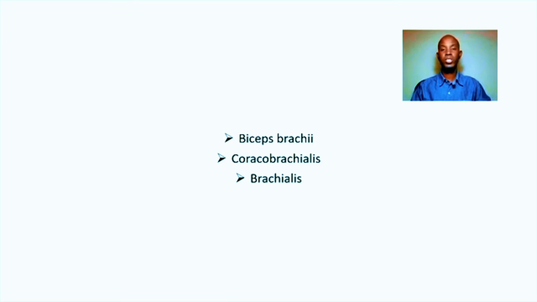This is Muhammad Hashi, and in this tutorial I will look at biceps brachii, coracobrachialis, and brachialis. These three muscles are innervated by the musculocutaneous nerve. They are also all the muscles of the anterior compartment of the arm, and they flex the arm and the forearm as well. So let us look then.